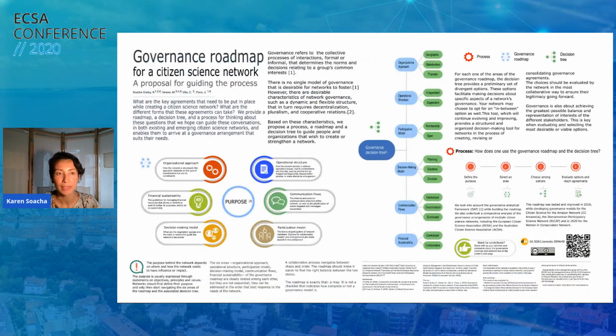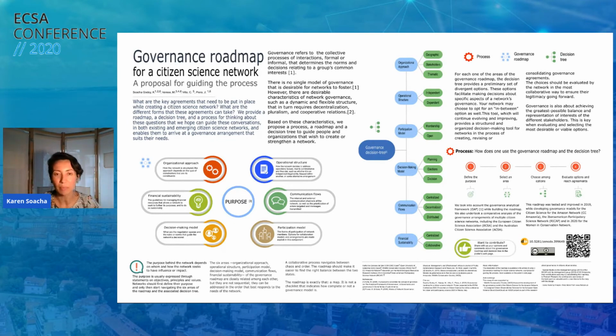Then let's start. First, what is governance for us? We adopt the definition that it is a collective process, formal or informal, that determines how decisions and social norms are made for treating issues of common interest. Essentially, what we do is build a governance process roadmap and decision tree with options to be explored and assessed based on the purpose, needs, and capacity of each network.